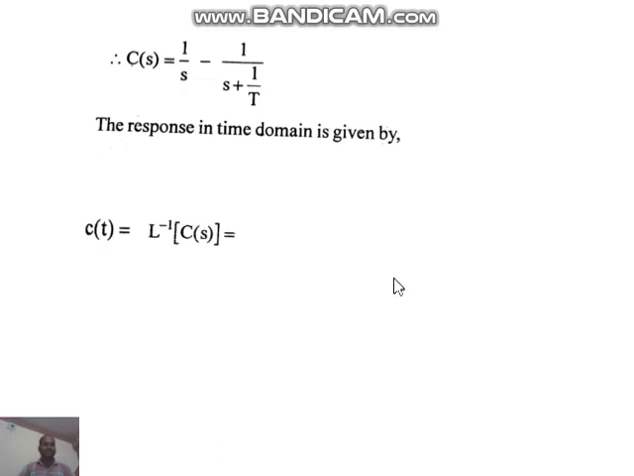That is equal to the inverse Laplace transform of 1 by s minus 1 by (s plus a). Already we know the inverse Laplace transform of 1 by s is 1, and of 1 by (s plus a) is e power minus at. Substitute the formula. Therefore, 1 minus e power minus a t, where a value is 1 by T. Therefore, 1 minus e power minus small t by capital T. So this is the time response of the first order system when the input is a unit step signal.